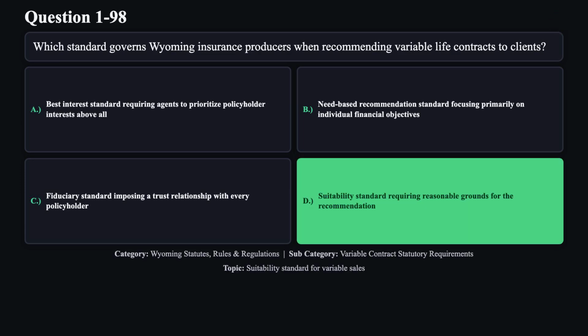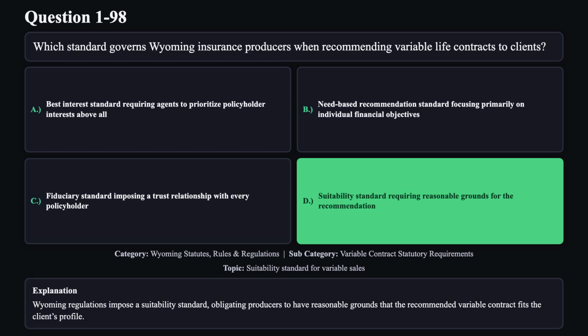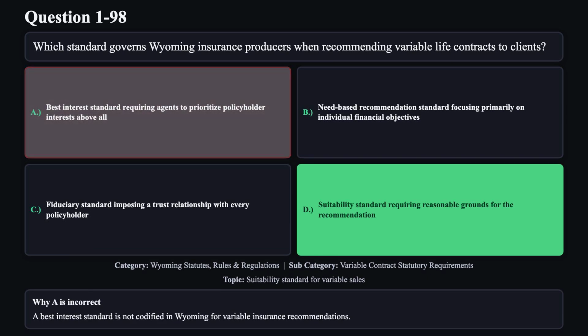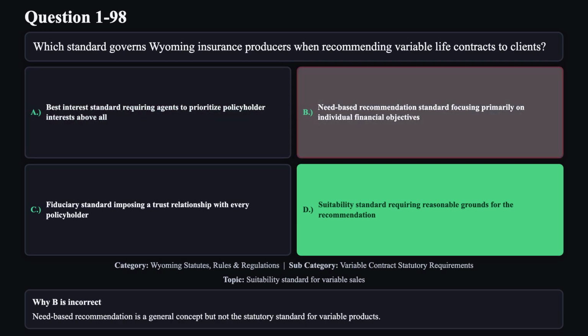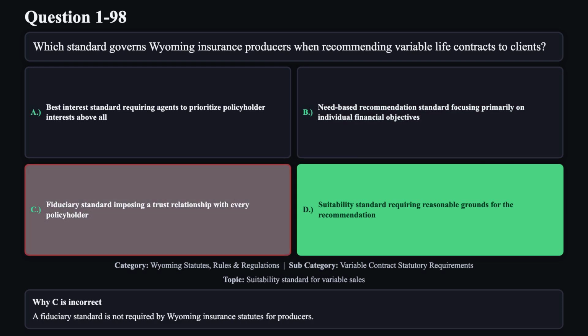The correct answer is D. Wyoming regulations impose a suitability standard, obligating producers to have reasonable grounds that the recommended variable contract fits the client's profile. Reason A is not correct. A best interest standard is not codified in Wyoming for variable insurance recommendations. Reason B is not correct. Need-based recommendation is a general concept, but not the statutory standard for variable products. Reason C is not correct. A fiduciary standard is not required by Wyoming insurance statutes for producers.